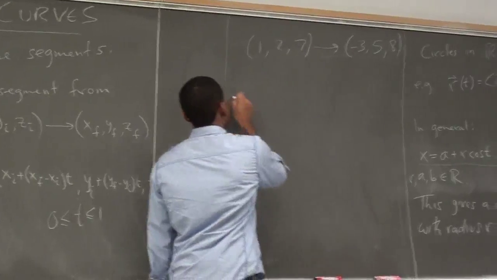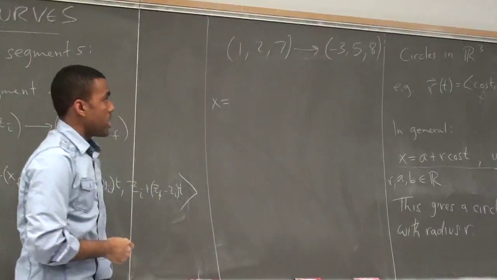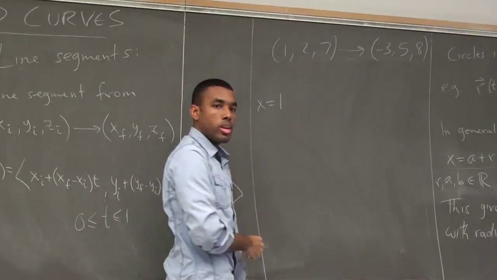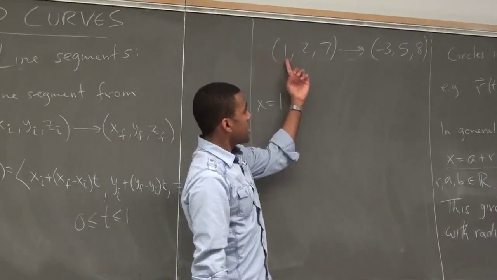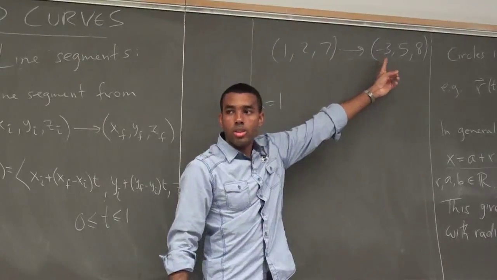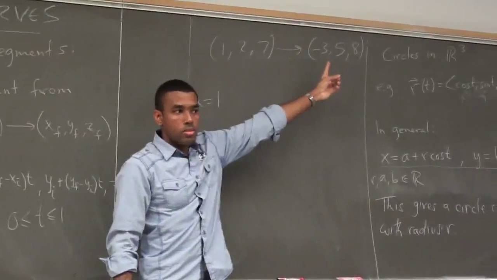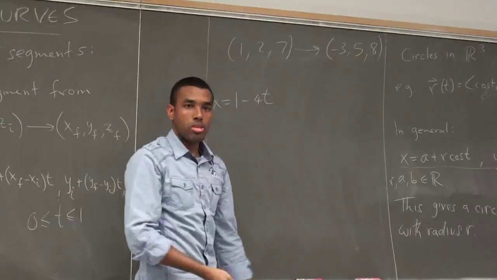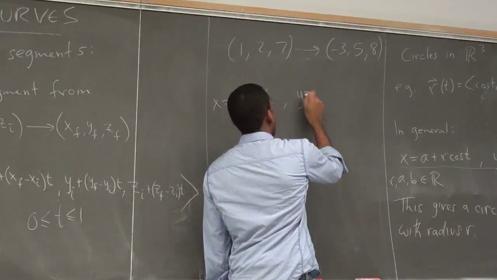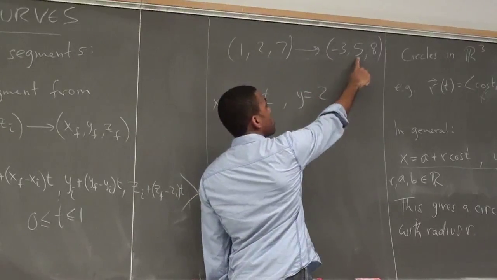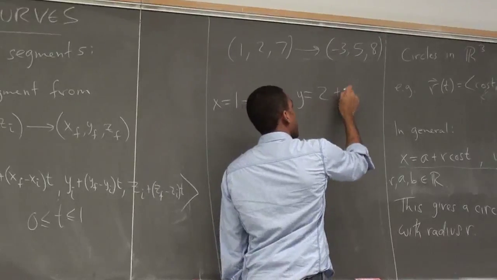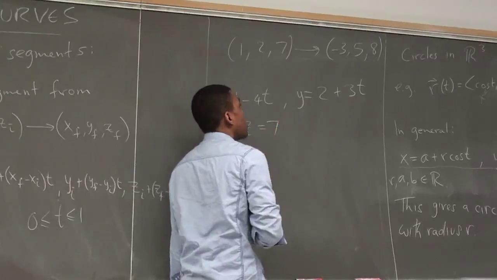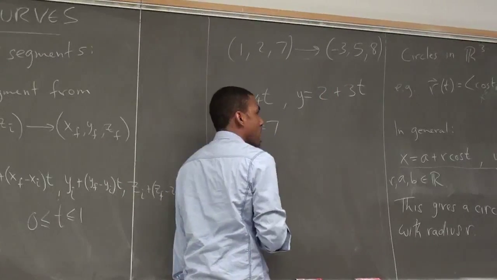Then what I would do is, for the x, you write down the initial point, right? So I start at 1, and then you figure out what you need to add or subtract in order to get to -3. What's that? -4, right? So just -4, attach a t to it. The y, start at 2. What do you need to do to 2 to get to 5? Plus 3. You have to add 3, attach a t to that. Z starts at 7. What do you need to do to get to 8? You add 1.